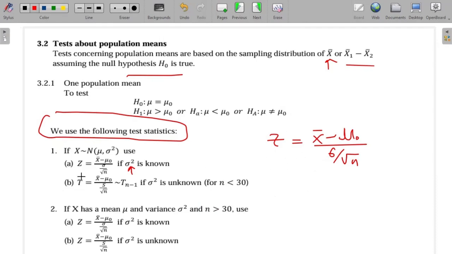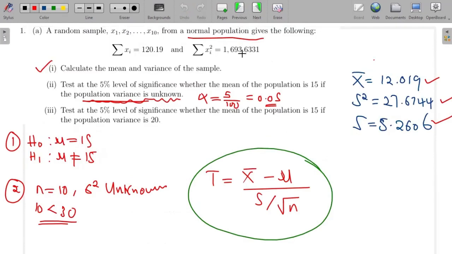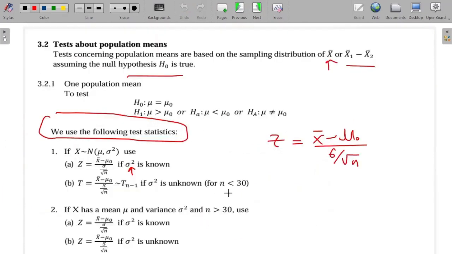Okay, we use this. And then if X follows the normal distribution, like we had here, and the n is less than 30, in that case our n was 10, which is less than 30, and the population variance is unknown, then we have to use the t statistics, which is this one here. It's the one that I wrote there. So that's what we're going to use.